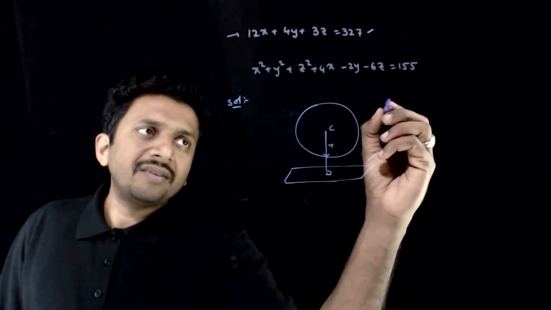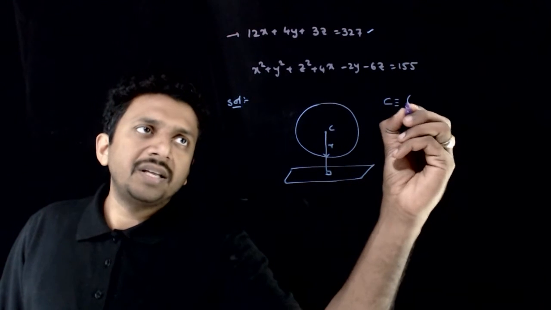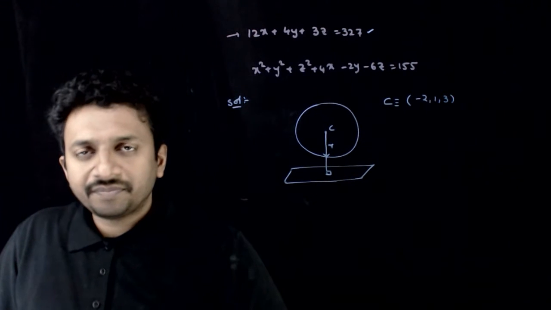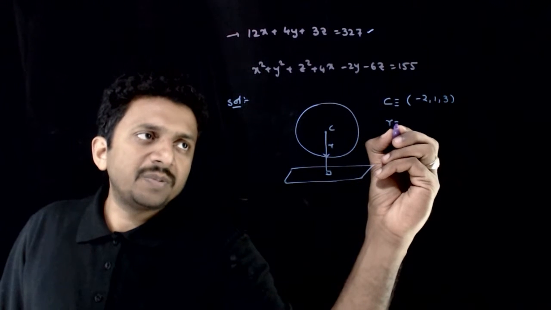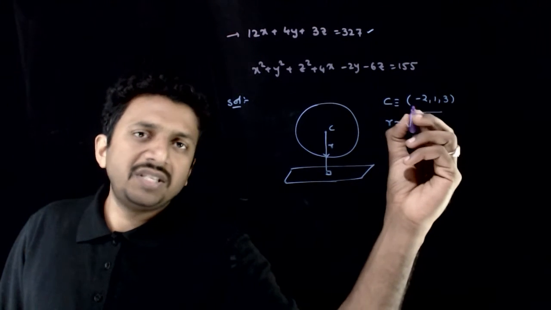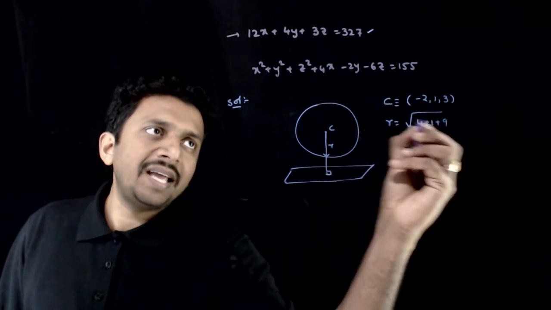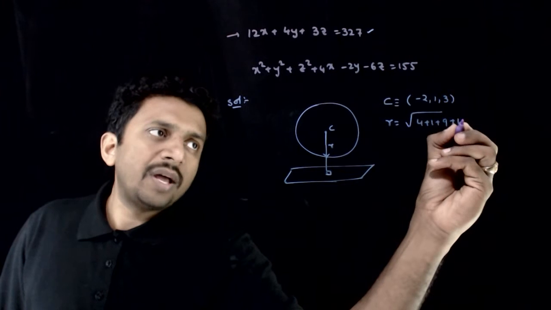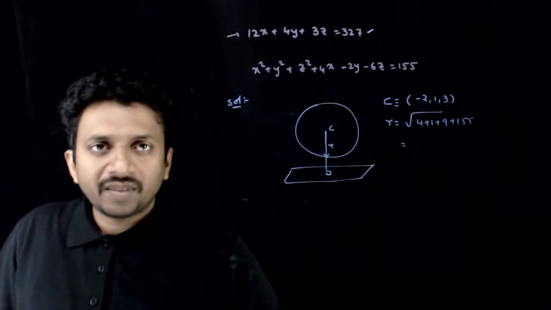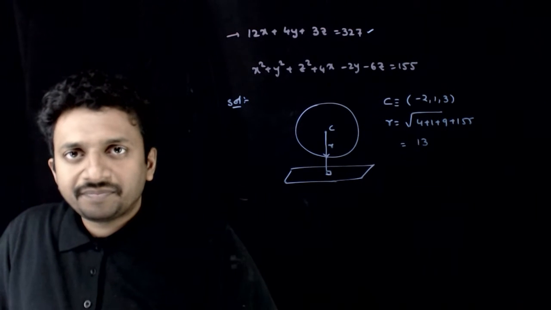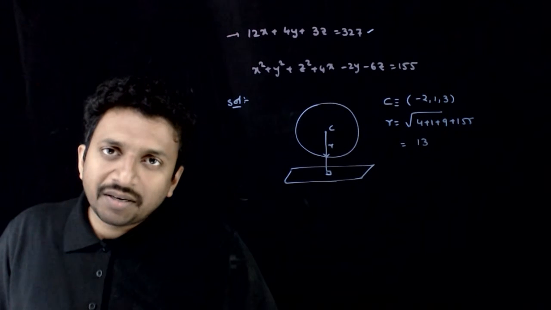So to find that, first let us find the center of the sphere. It is nothing but (-2, 1, 3). And the radius of the sphere is root of g square plus f square plus h square minus c, which is root of 4 plus 1 plus 9 plus 155. That is equal to root of 169, which is 13. So the radius is equal to 13.